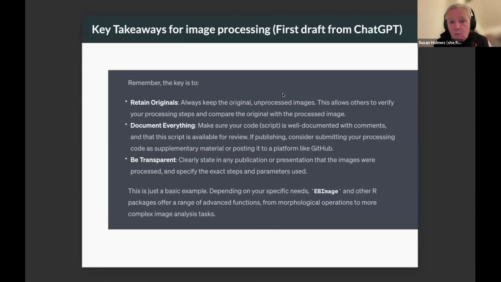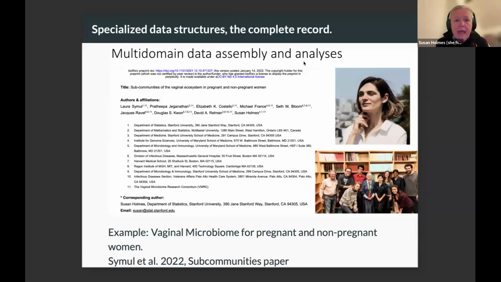And so the takeaway, and this is the first draft from ChatGPT, is that it's telling you should retain the originals, which is completely true. You should document everything. And you make your code script available, and you have to be transparent. So this is a case where ChatGPT was very, very positive and useful to the students. So those were takeaways which are really useful.